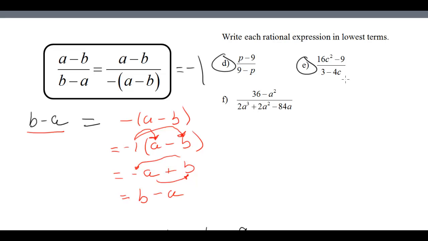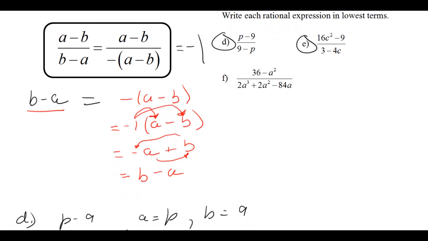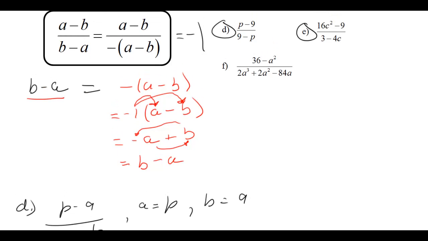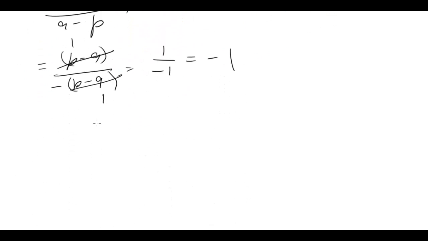It's not exactly the reverse; the numerator is not exactly the reverse of the denominator, and we have a difference of squares in the numerator. So we have 16c squared minus 9 over 3 minus 4c. And this is e, as I recall.